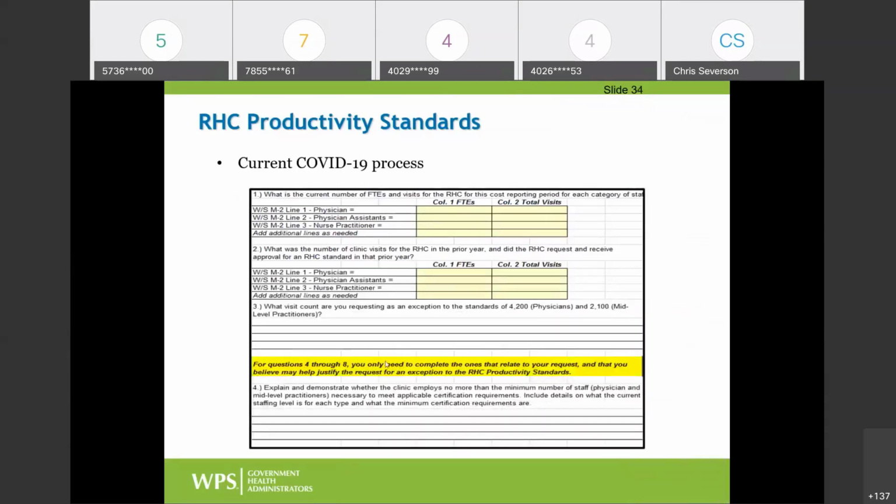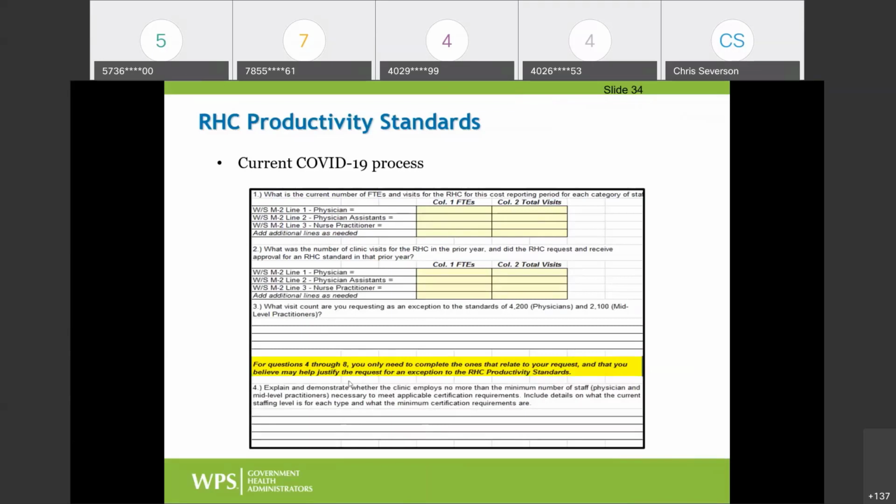And the only difference here is for the justification, which is actually number 4, really just explain that it's a COVID request and just explain what's going on in your facility, maybe some percentages of visit drops you're seeing. And that's really what we're looking for there to review those.